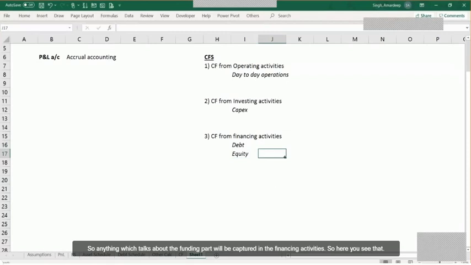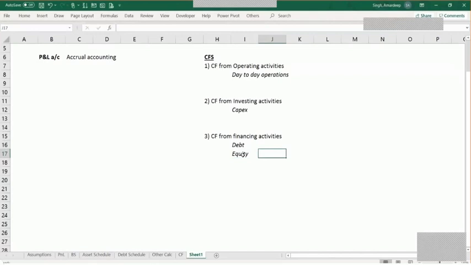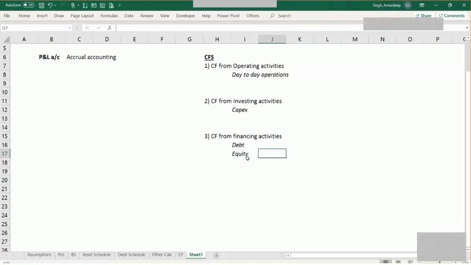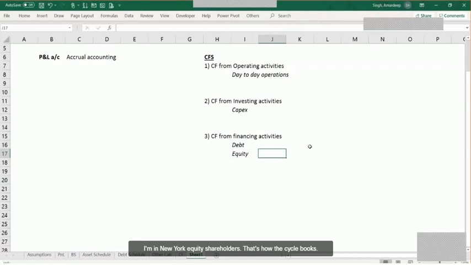So here you see that you arrange for funds out here, you use it to purchase fixed assets, then you use the fixed assets to do your regular operations. Then the cycle repeats again, because you're doing operations, you're generating cash, you would use that cash to be able to repay it and give dividend to your equity shareholders. So that's how the cycle works.